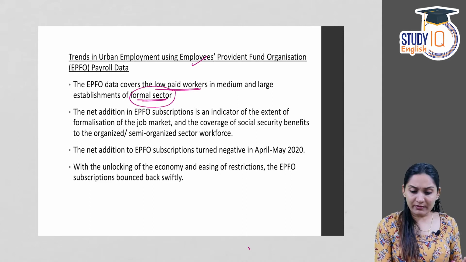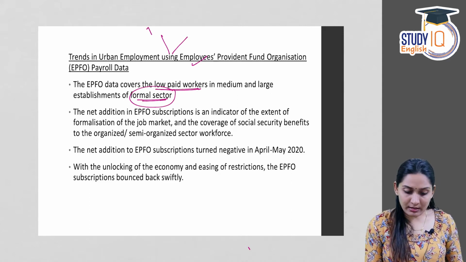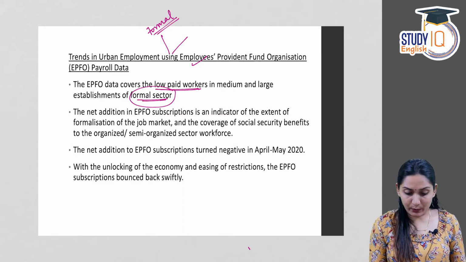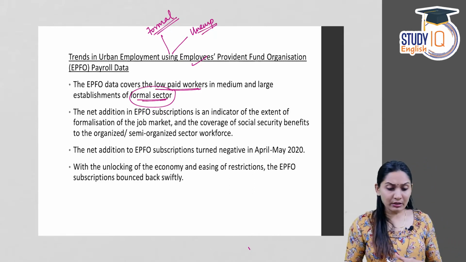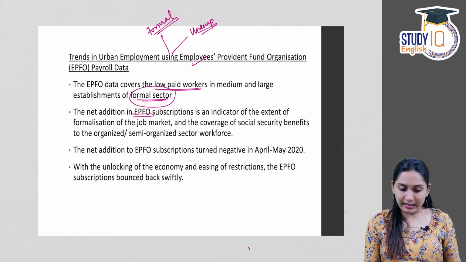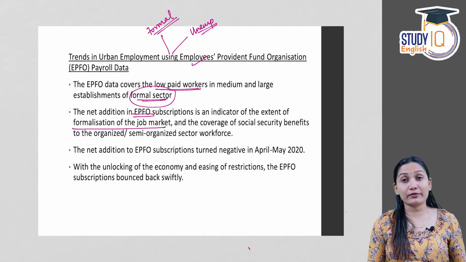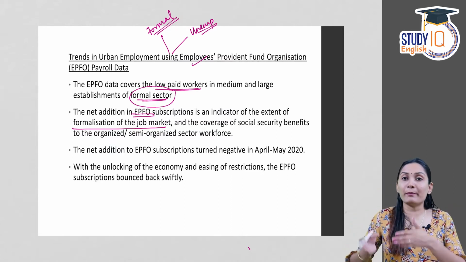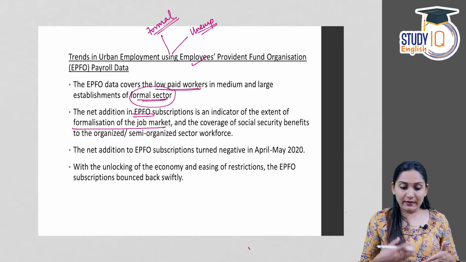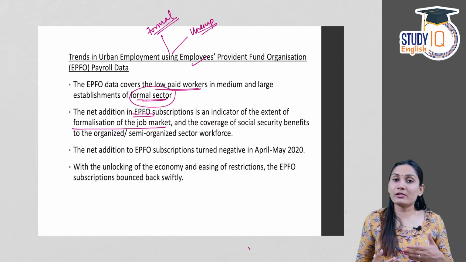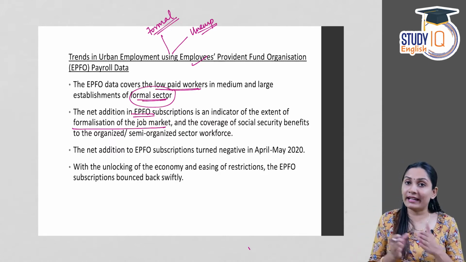So two things that we get from EPFO data. One is formal sector employment or formalization of workforce, and the second one is the unemployment rate. These two things can be worked out from the data. The net addition in EPFO subscriptions is an indicator of the extent of formalization of the job market. So the net addition, how many new workers or how many new members are added to the EPFO net. This gives us an idea regarding the extent of formalization of job market. How much the job market has become formal or how much addition is there.